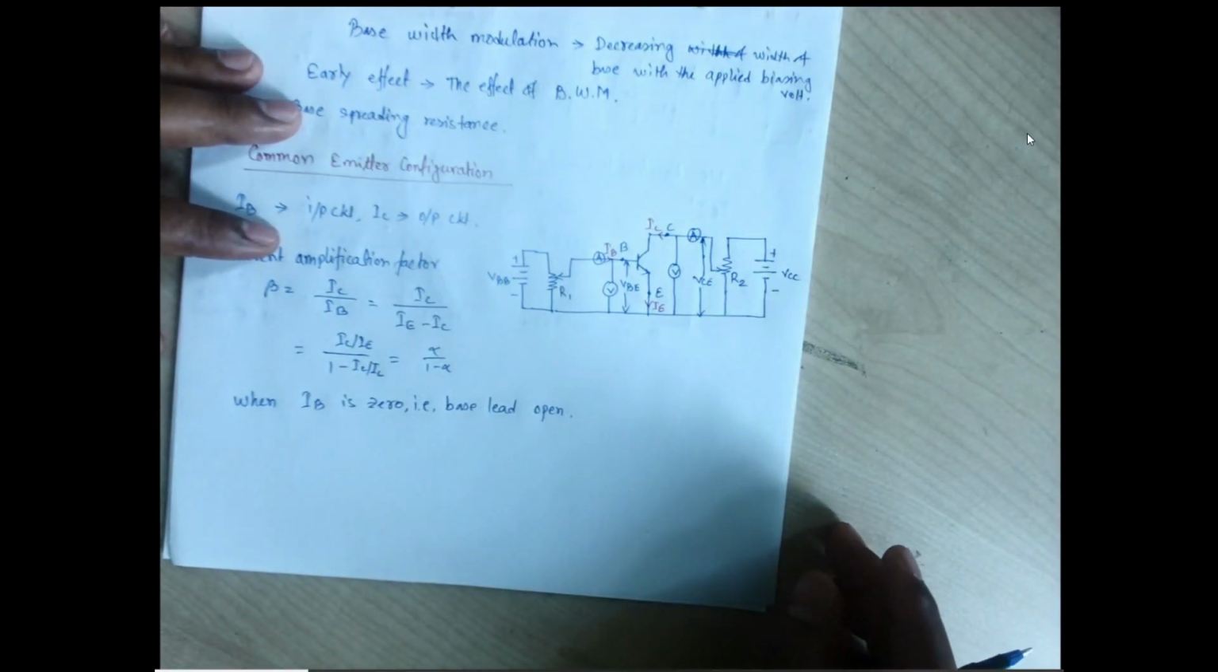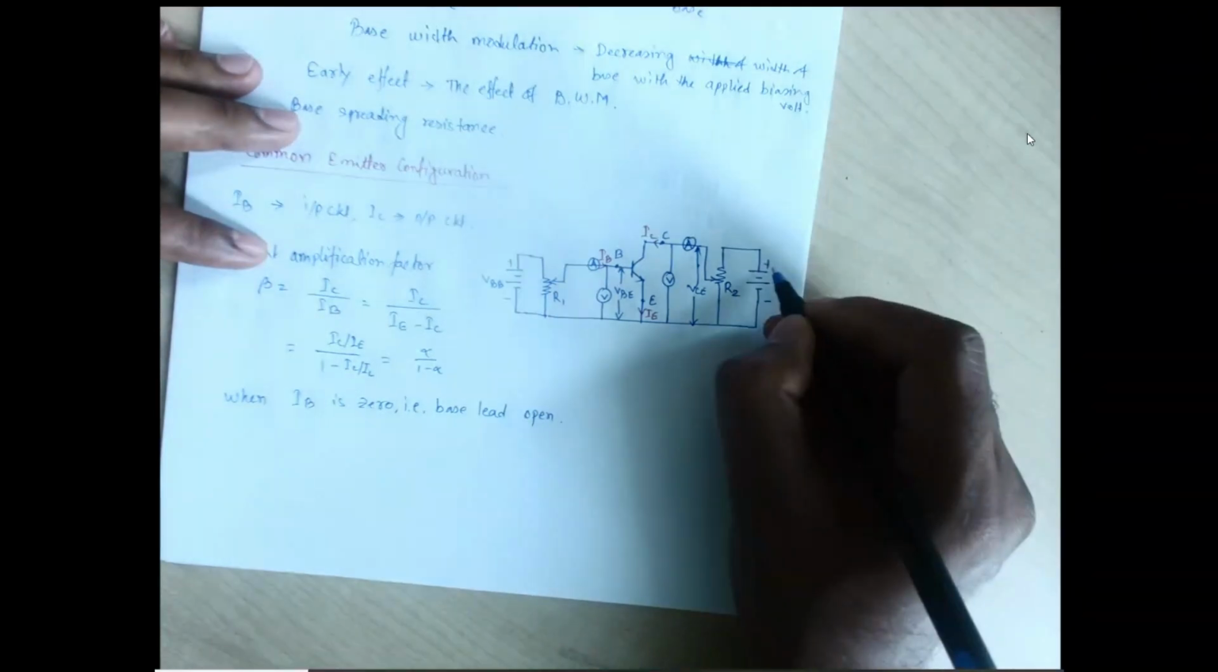When IB is 0, what does it mean? Base lead open. No input has been given, but a certain voltage source has been applied in the output circuit, which is connected between collector and emitter.